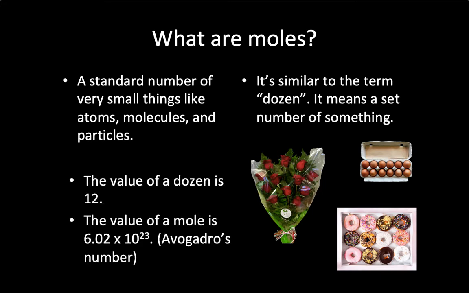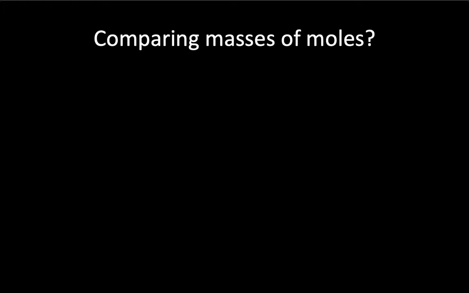So the value of a dozen is 12, and the value of a mole is 6.02 times 10 to the 23rd. This is what we call Avogadro's number, and obviously it's a fairly large number, but it just means we have that many of whatever we're talking about. So now when we have a mole of a substance, not all of them are going to weigh the same thing. And so we look at the mass of a mole of something to look at how much that certain number of objects weigh.